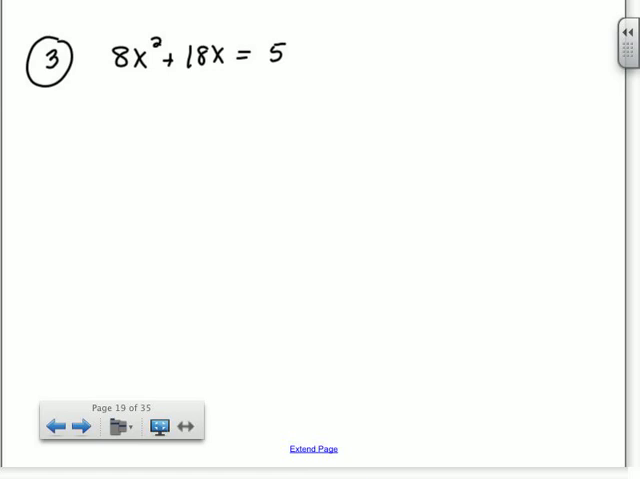So the x's are already separated for us. They're already on the left side. But I don't have a 1 in front of my x squared. So I want this to be a 1.